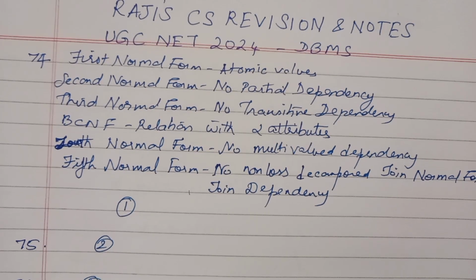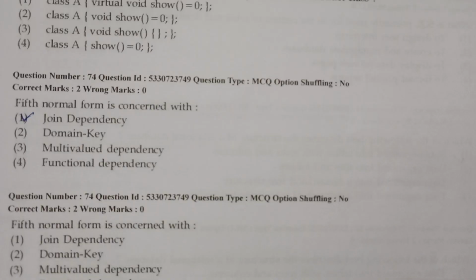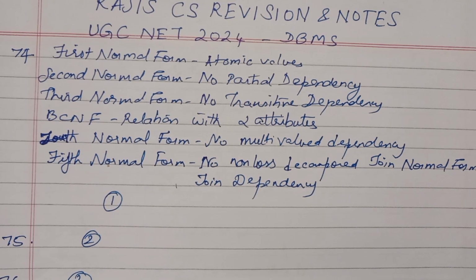So, question number 74. Fifth normal form is concerned with joint dependency, domain key, multi-value dependency, or functional dependency. First normal form is the default one, and here the condition is that all values will be atomic. So it is the first normal form.